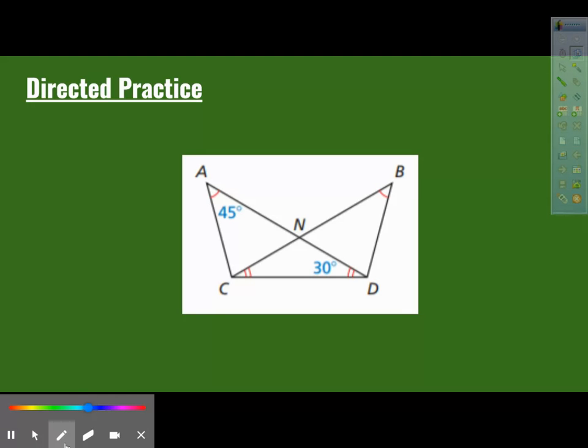About the triangles? I notice that it skips half the alphabet and goes straight to N. Yeah, A, B, C, D, and then goes to N instead of E.